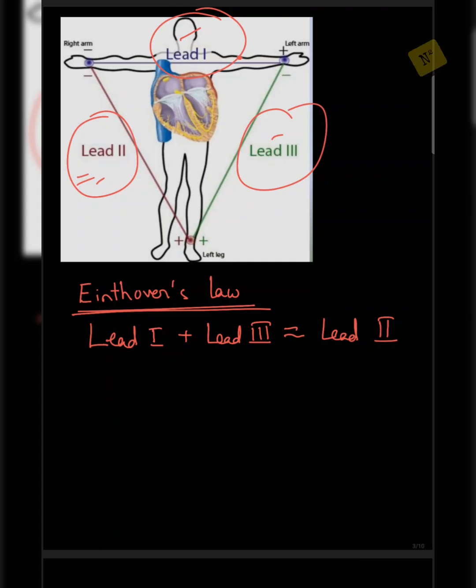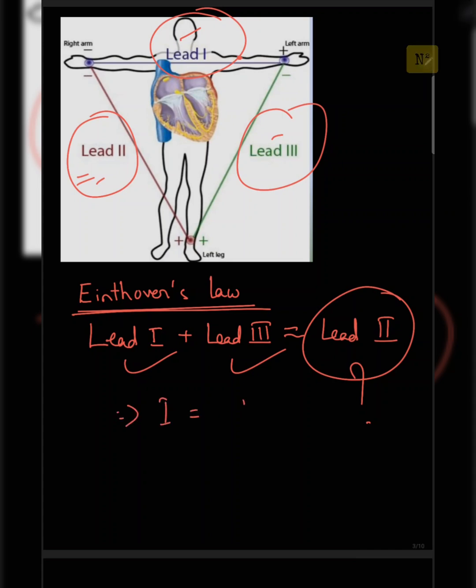So if the electrical potential of two leads is known, in some cases we can find the unknown potential in the third lead also, by summating the other leads. Or supposedly, if lead 2 and lead 3 are given, lead 1 can be calculated by subtracting lead 3 from lead 2 potential. So that's called Einthoven's law for you.